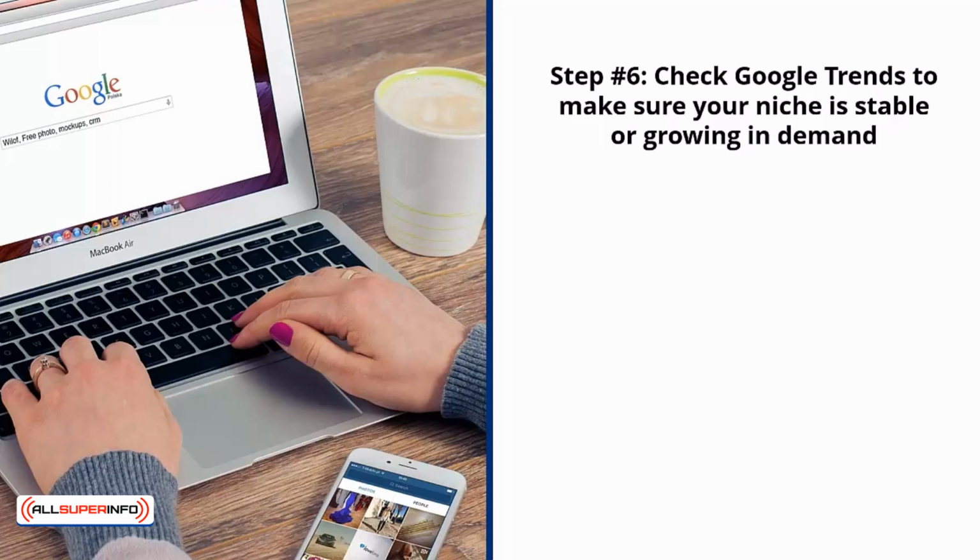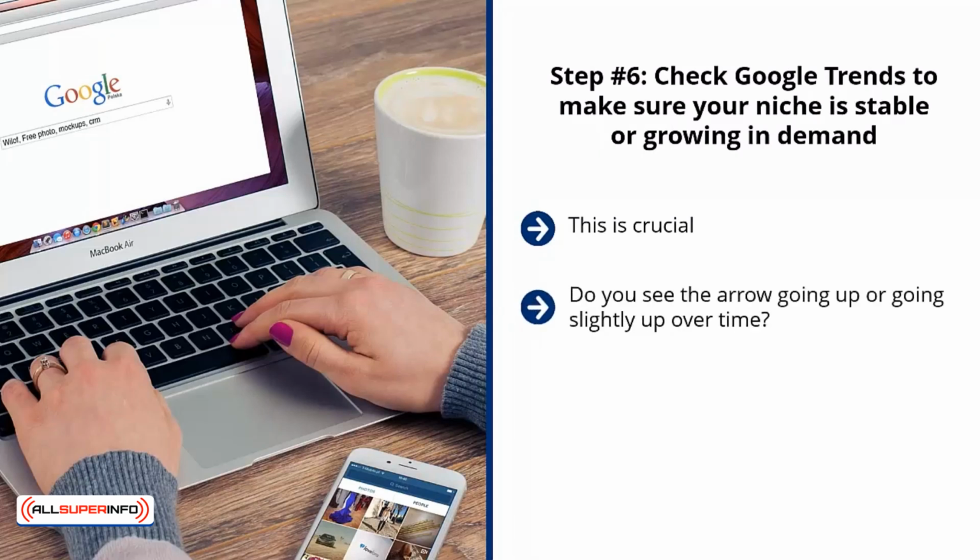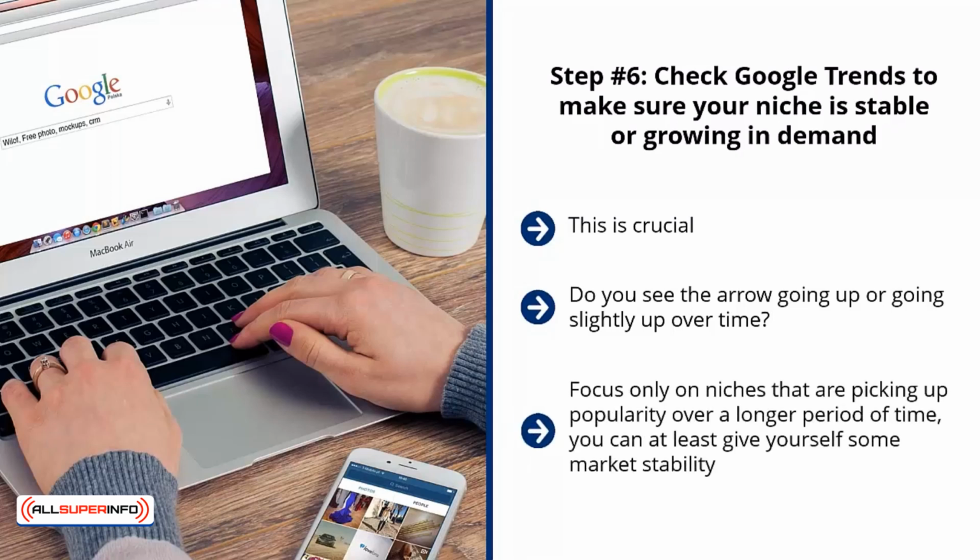Step number 6, check Google Trends to make sure your niche is stable or growing in demand. This is crucial. You don't want to build your online empire on a niche that is on its way out. Use Google Trends and enter your search terms for your niches. Do you see the arrow going up or going slightly up over time? Or do you see it flatlining and even dipping downward? If you see a flat line or if you see it decreasing in popularity over time, scratch that niche off your list. Focus only on niches that are picking up popularity over a longer period of time. You can at least give yourself some market stability.